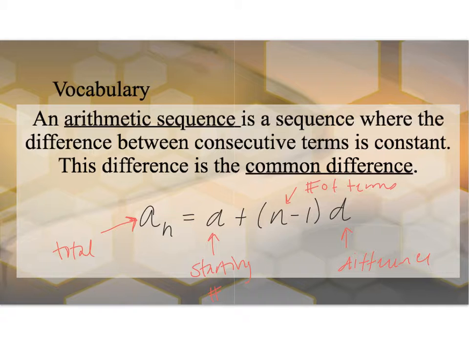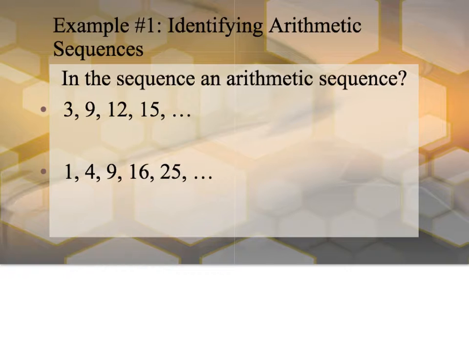All right, so let's figure out what this means and how this will help us. In example 1, we're asked to define if the numbers will form an arithmetic sequence. To figure out if something is going to form a sequence, you need to check to see if there is a common difference. From 3 to 9, you are adding 6. From 9 to 12, we are adding 3. From 12 to 15, we're adding 3. So because they are not all adding 3, then no, it's not an arithmetic sequence.